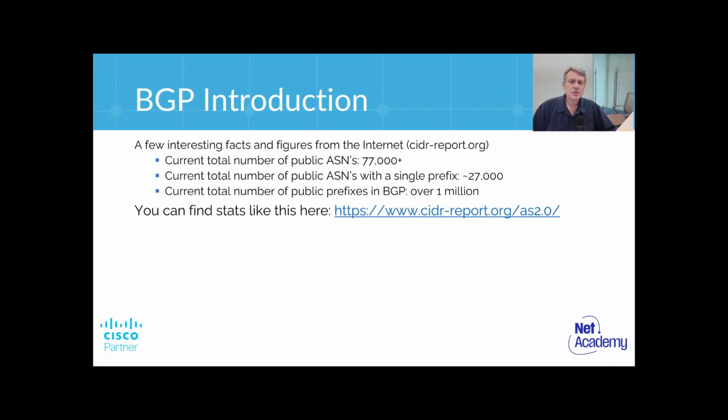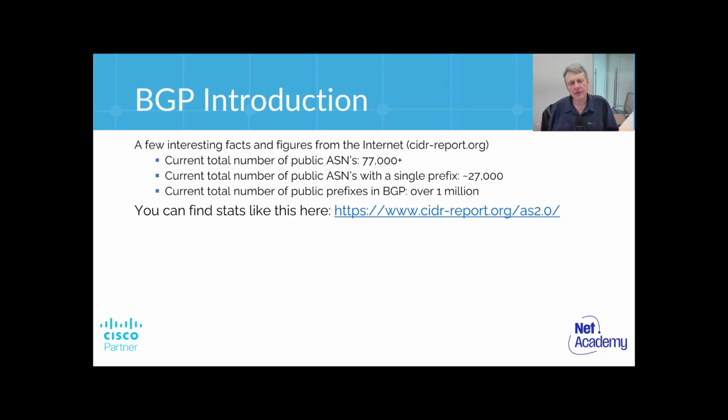Just some facts when it comes to the internet, which was the original intention of BGP, right? And we want to keep that in mind. I grabbed a few facts from cidr-report.org. This may be pretty out of date depending on when you're watching this, but the total number of public autonomous system numbers is around 77,000 currently, a little over that actually.